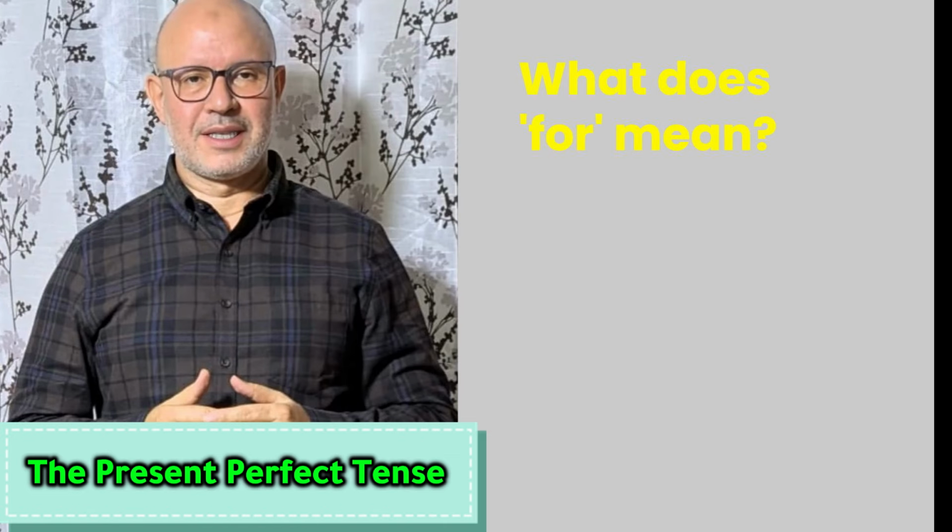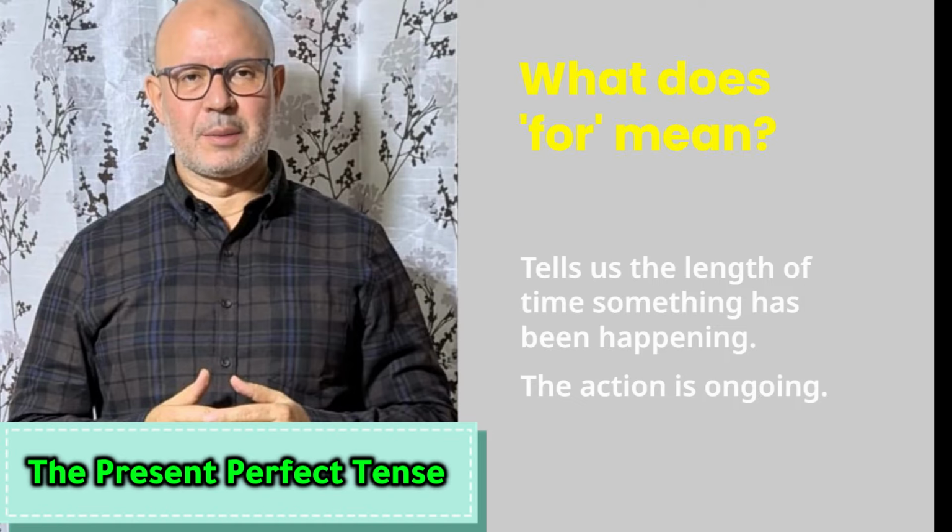For tells us the length of time something has been happening. For example, I have been a vegetarian for 5 years. This means I started being a vegetarian 5 years ago and I continue to be one today. The action is ongoing.